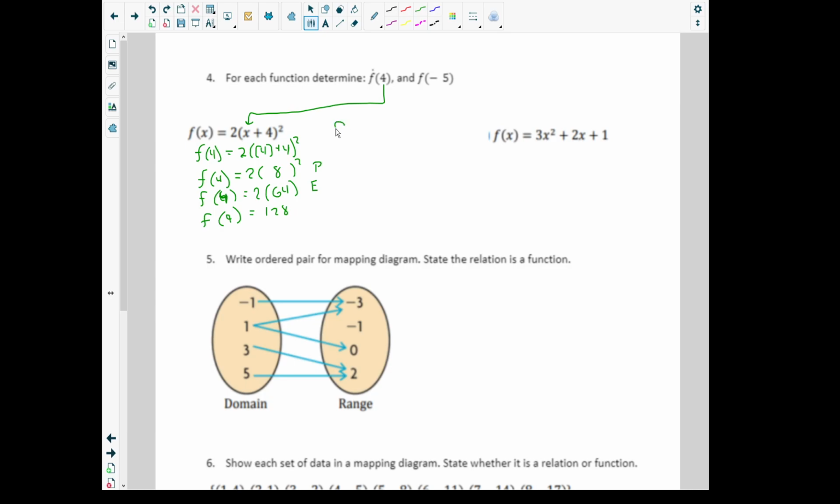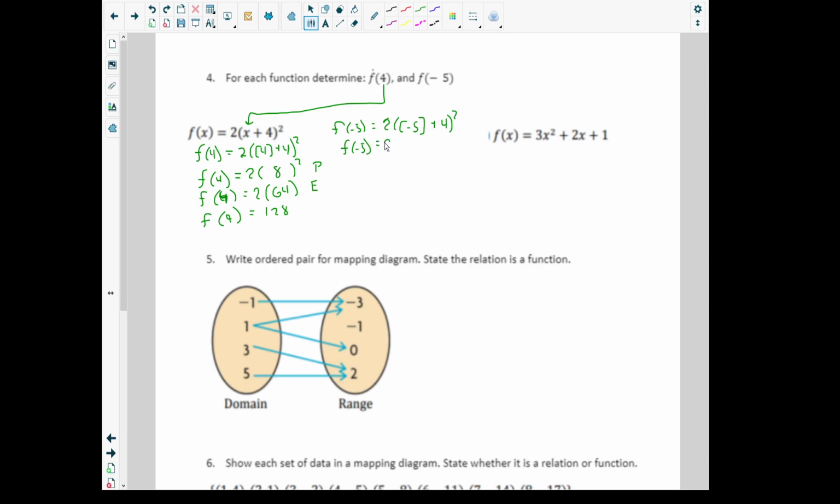f of negative 5. Nothing new here. I'm just going to replace all the x values with negative 5. There's a 2. Notice I write everything else except the x. Whenever I see the x, I replace it with the parentheses or brackets, in this case, and negative 5. Okay. Always bring down the left side. You guys tend not to do that. You need to do that more often.